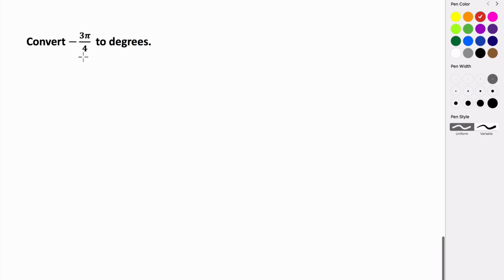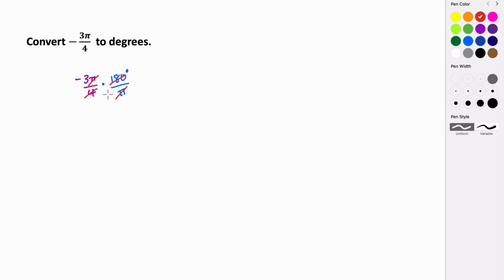Now this conversion also works for negative angles. So in this case we have the radian measure negative 3 pi over 4, and we want to turn it into degrees. So to turn it into degrees, that tells me we're going to multiply by 180 degrees divided by pi. So when we do this, the pi cancels, and we end up with negative 3 times 180 over 4. But I want to do a little bit of reducing so that I don't have to do this large multiplication.